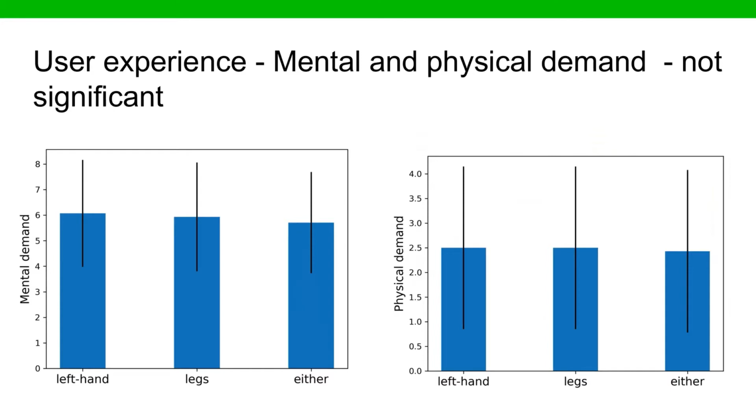Participants rated their experience of mental and physical demand for each selection method. X-axis is the selection method, y-axis is the demand. The scale is 1 to 10, 1 being not at all and 10 being extremely. There were no significant differences in either mental or physical demand between the methods.